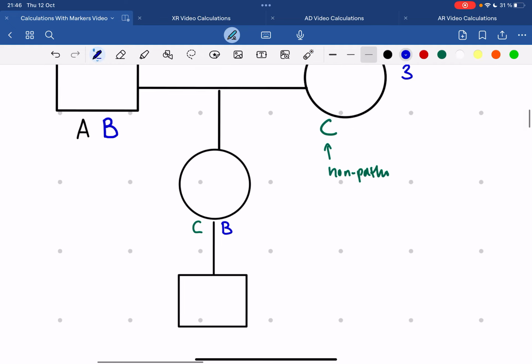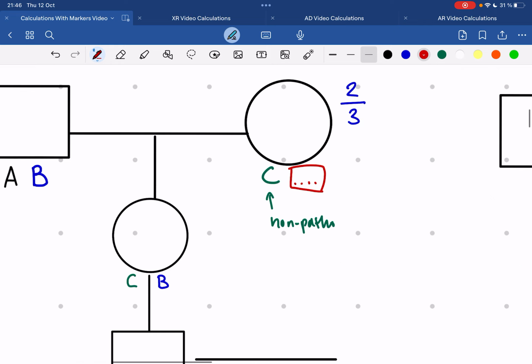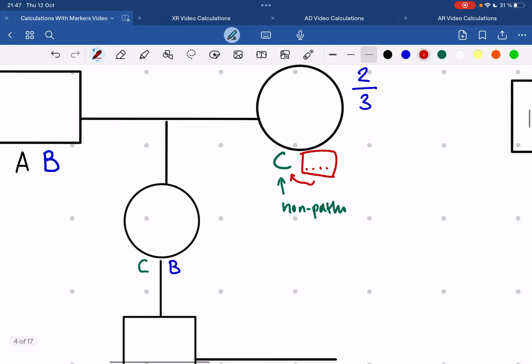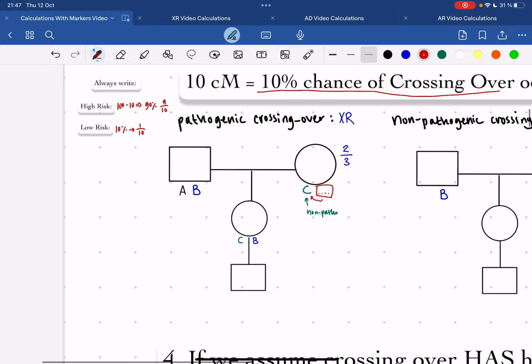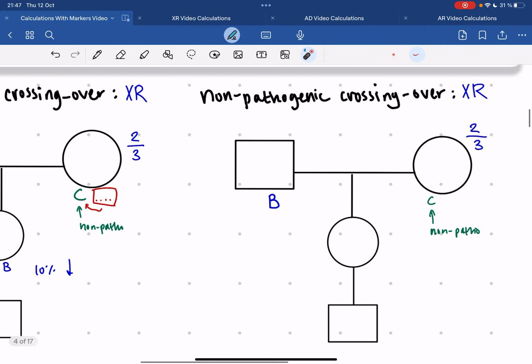So the chance, because we still don't know if this is pathological or not right here, for her to have the pathological has to be the chance for crossing over to occur. So if this pathological had copied into this C right here, that would be a 10% chance, right? 10%, which is a low chance because she has the non-pathological marker actually.